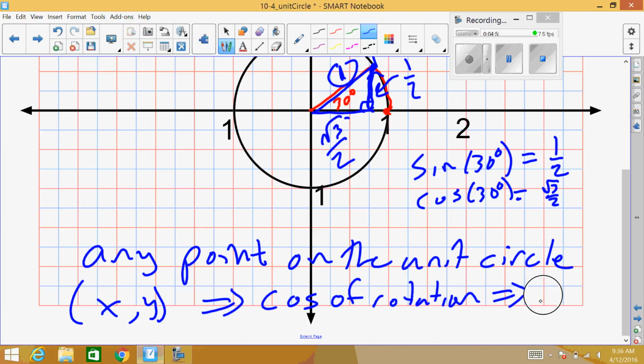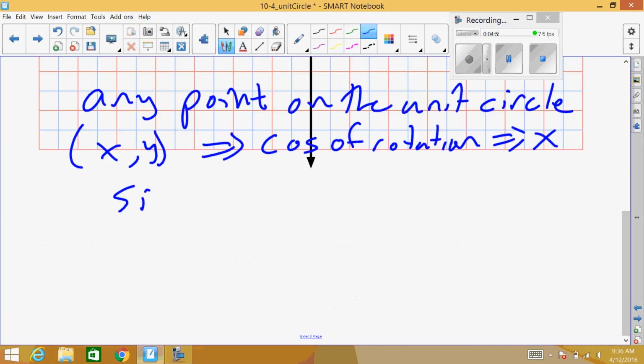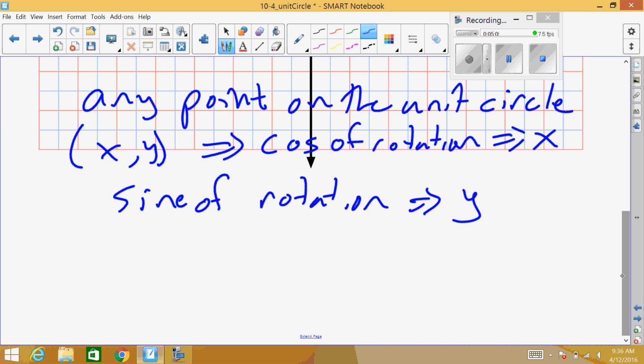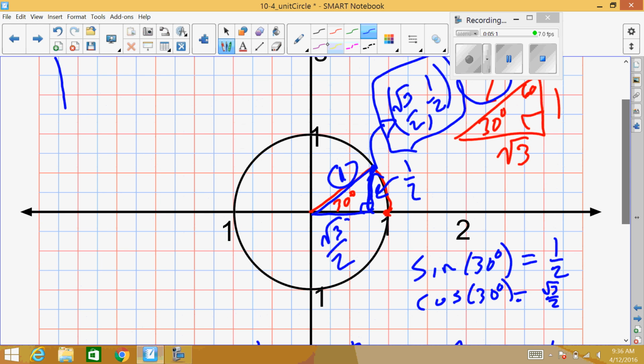It's going to be equal to the x of that point. And the sine of the rotation is going to be equal to our y value of that point. Or I could say that any point on the unit circle, let's go back up here and draw another one, any point on the unit circle right here that has a rotation of theta degrees has the coordinates cosine theta, sine theta.